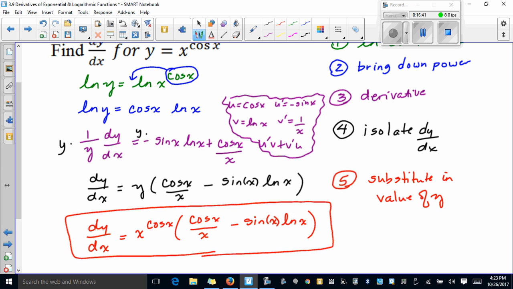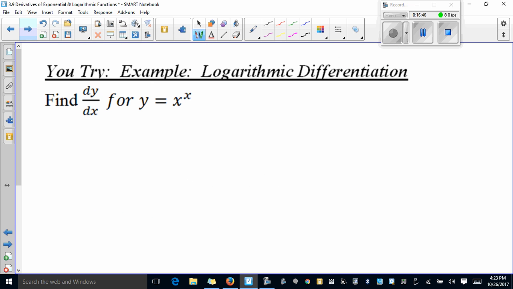Okay, dy dx for x to the x power. Steps are going to be the same. I'm just not going to write them out again. So the very first thing we need to do is natural log both sides. So natural log of y equals natural log of x to the x power. There's the first step. Second step is to bring our power down in front. So we get natural log of y equals x natural log of x.